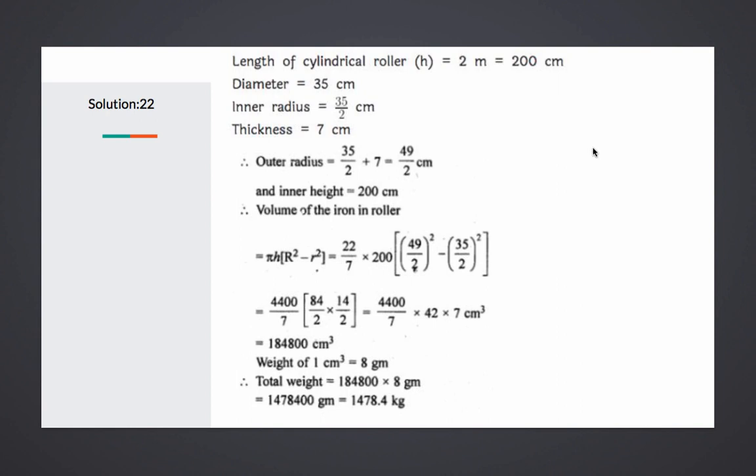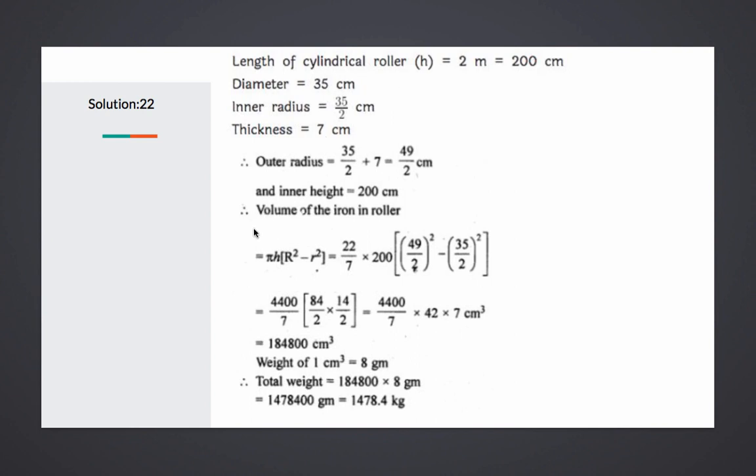Smaller r is the inner radius. If I add the thickness also, what will I get? I'll get the capital R, that is the outer radius. So adding the two, what do I get? 2 is the LCM, 7 is 14, 14 and 35 gives 49. So 49 by 2 is the capital R. Small r is 35 by 2. Capital R we know. We know the length or the height of the cylindrical roller.